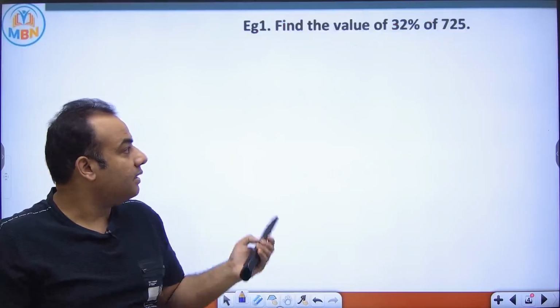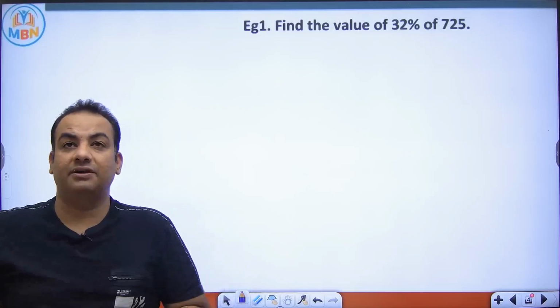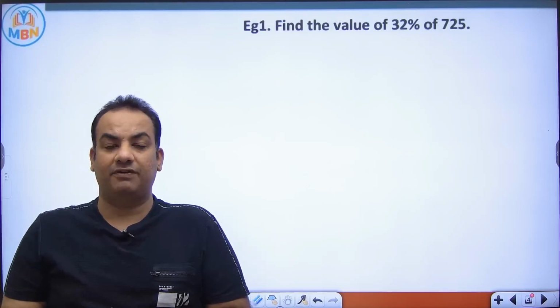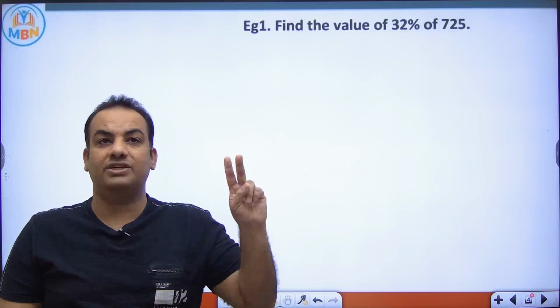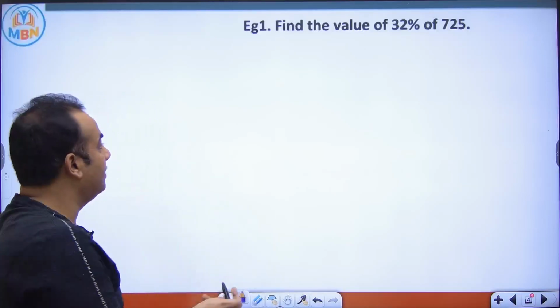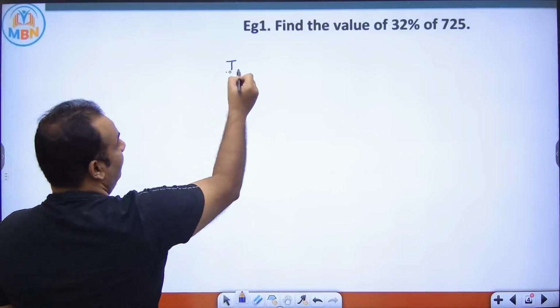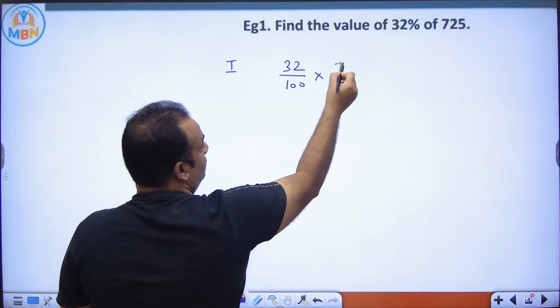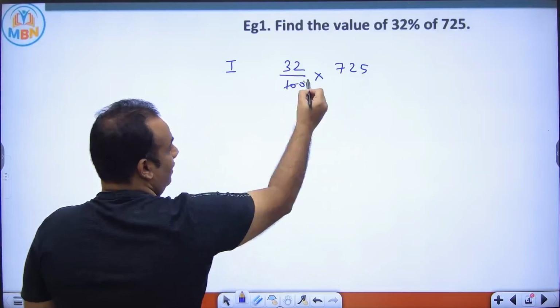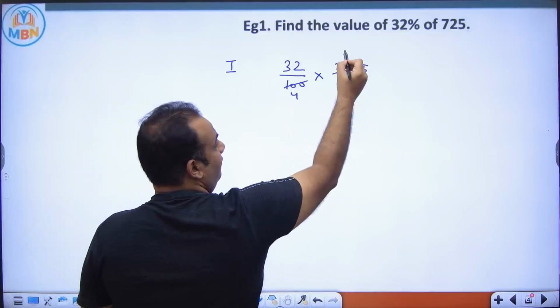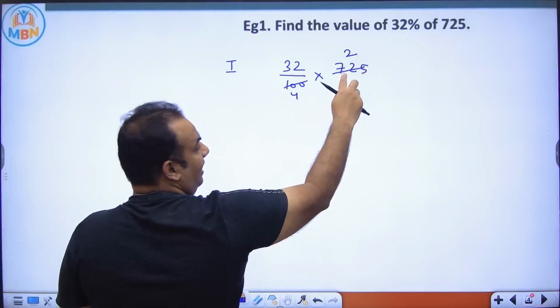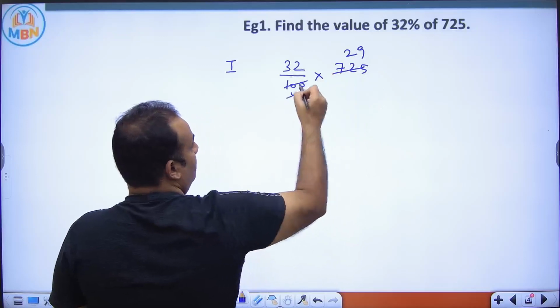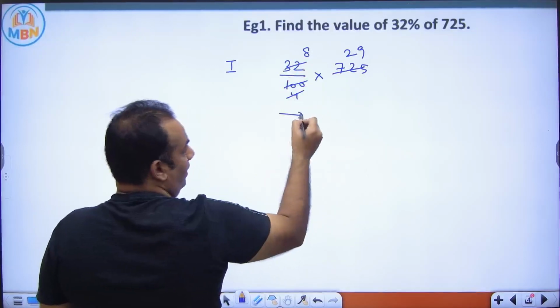Okay. Now, suppose I have to calculate 32% of 725. Generally there are two ways of doing this. One: 32% of 725 is 32 by 100 into 725. Cancel by 25, this is 4. Cancel by 25: 25 2s are 50, and this is 29. So 29 into 8, which is 232.